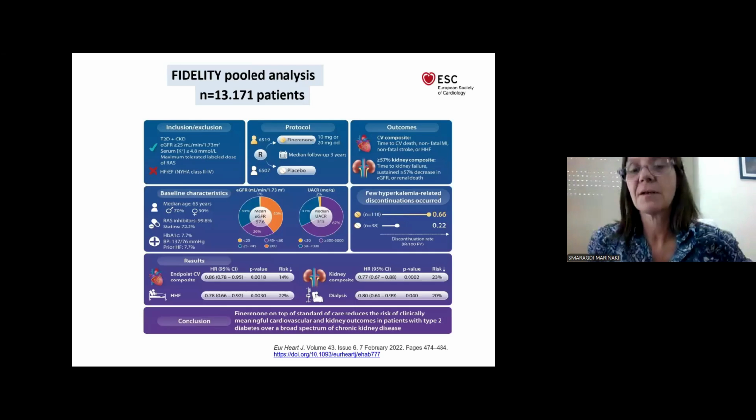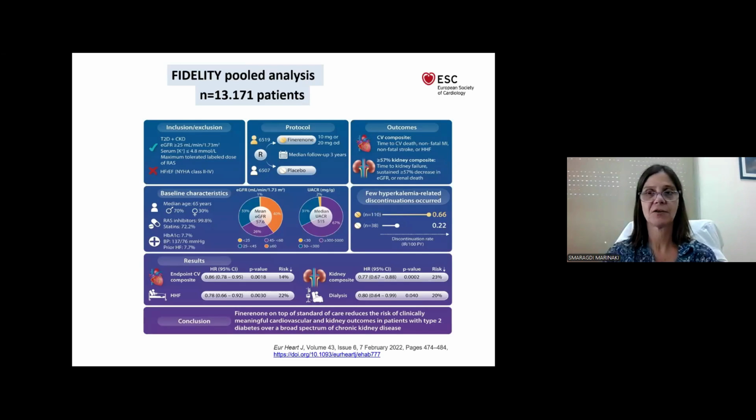After the first two big trials, Figaro and Fidelio study, including diabetic patients with a broader spectrum of GFR and albuminuria, we come to the Fidelity pooled analysis, examining a total of 13,000 patients, and it showed indeed that finerenone, on top of standard of care, reduces the risk of clinically meaningful cardiovascular and kidney outcomes in patients with diabetes type 2, and this across a broad spectrum of GFR and albuminuria.